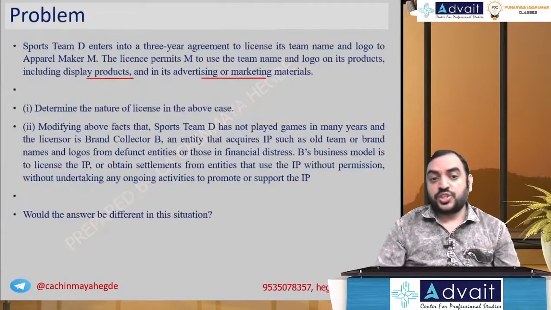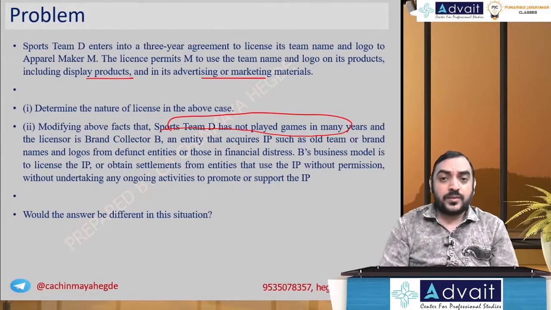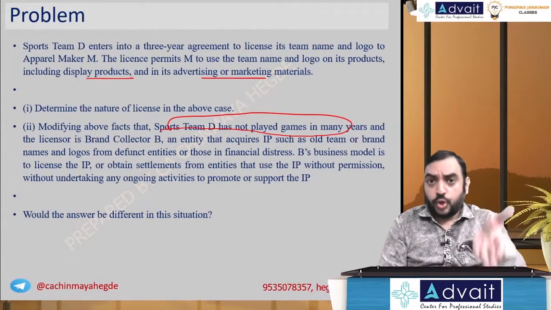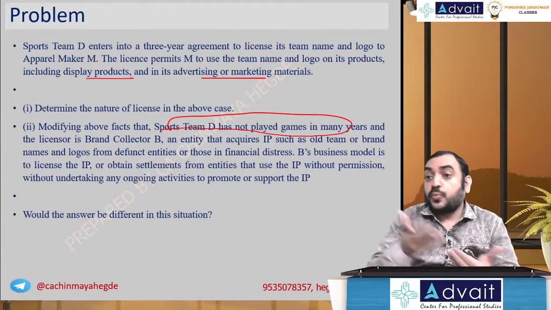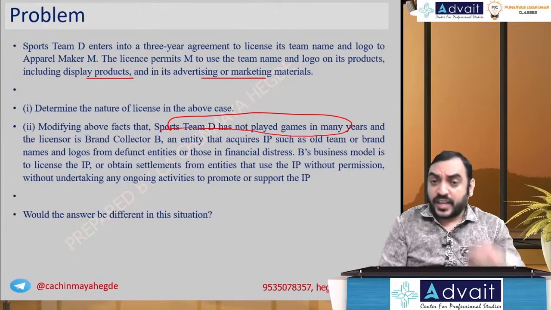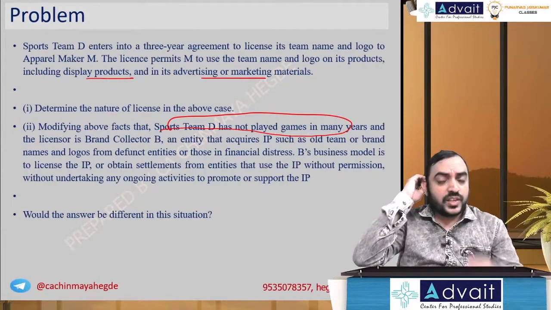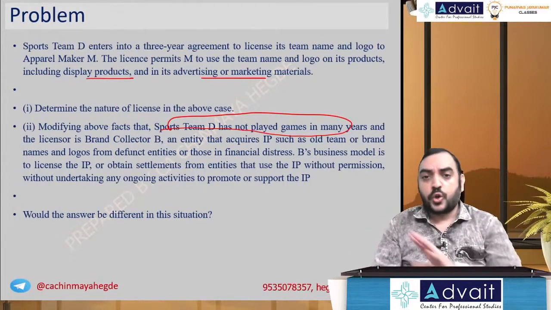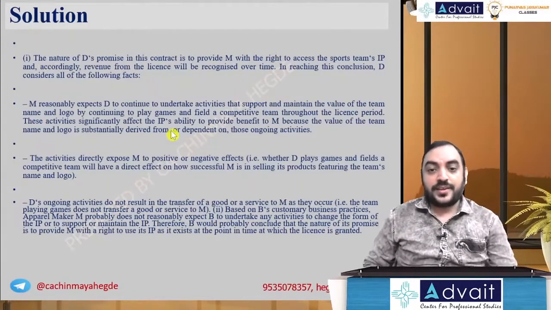But in the second situation, we observe, modifying the facts above, sports team D has not played a game in many years. In this case, what would happen? So when the apparel maker goes, they know that sports D Limited does not play. So the expectation is not to play them over a period of time. Our expectation is just to use the brand name. Ongoing activities do not affect. So in that case, we'll conclude it's a transfer at a point in time, not over a period of time. I'll quickly read through the solution. Let's see if we're able to understand.